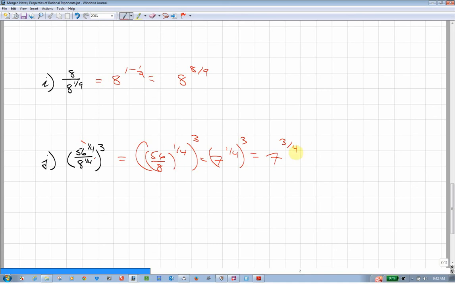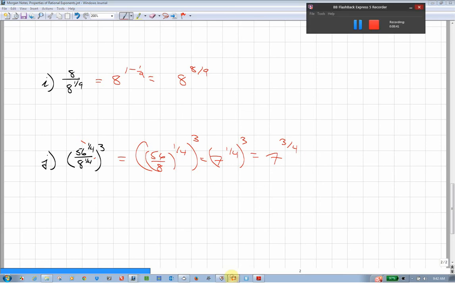Now, that doesn't necessarily have to be the only way you can work it. I just looked at it and said that's probably simpler to get rid of my denominator if I can at the start because they have the same exponent. And that's all there is.